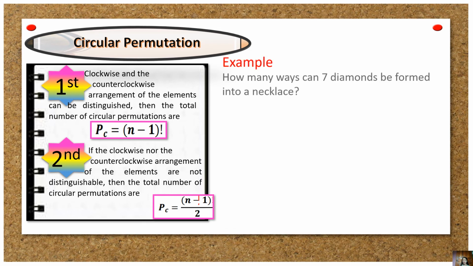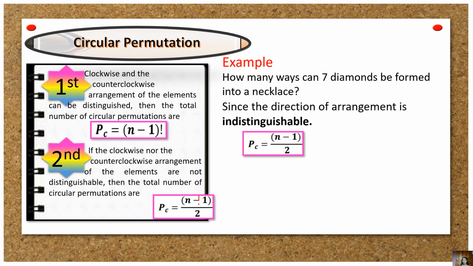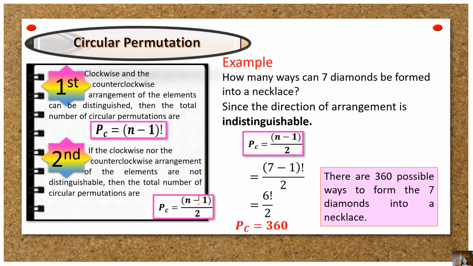Another example is, how many ways can 7 diamonds be formed into a necklace? Since the direction of the arrangement is indistinguishable, we have to use this formula, yung pangalawa. Divide by 2. So there are 7 diamonds, so n is equal to 7. Minus 1 will be 6 factorial na, over 2. The answer is 360. There are 360 possible ways to form the 7 diamonds into a necklace.